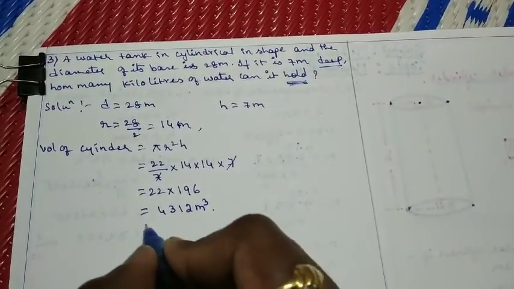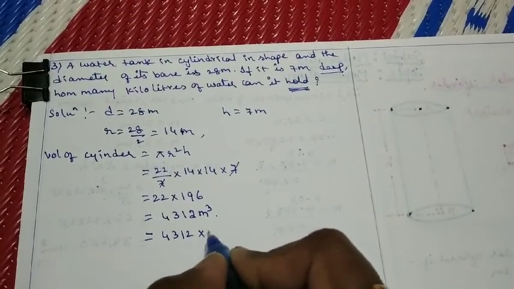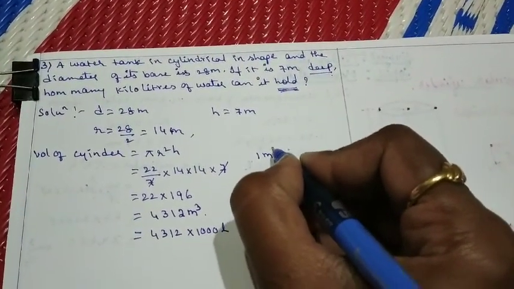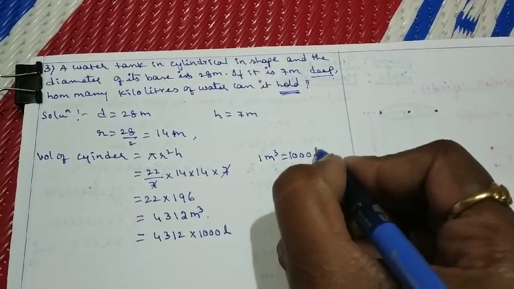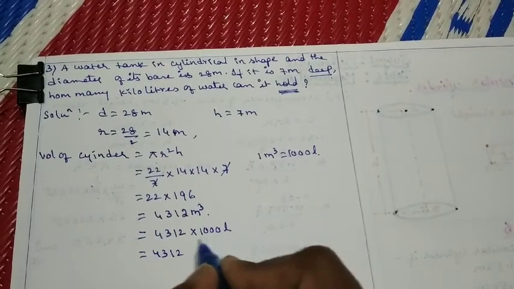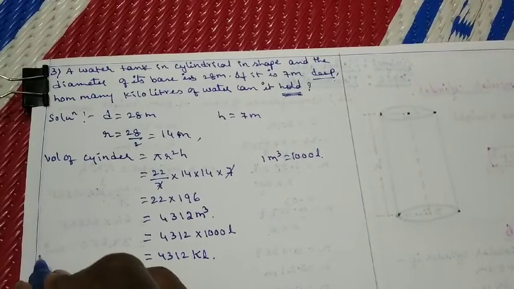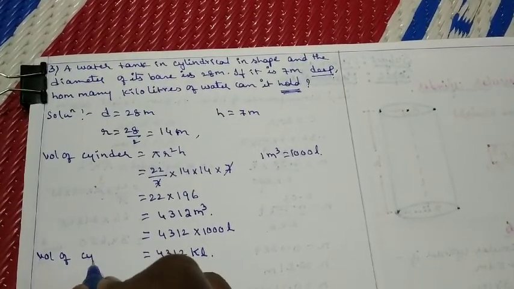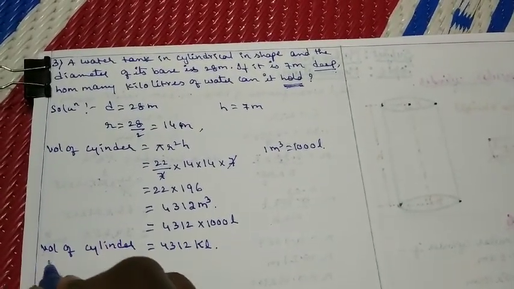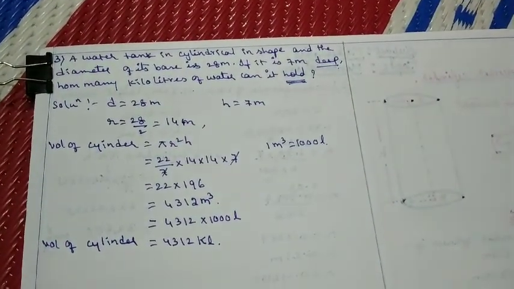Now we need to convert into kiloliters, right? So 4312 into 1000 liters. We know that 1 meter cube is equal to 1000 liters. Then 4312, 1000 is nothing but kilo, and liters as it is. So volume of cylinder equal to 4312 kiloliters. Since he is asking to convert into kiloliters, we have written in kiloliters. Now we'll move to the fourth question.